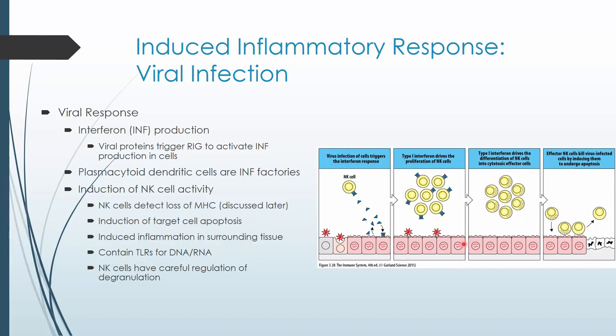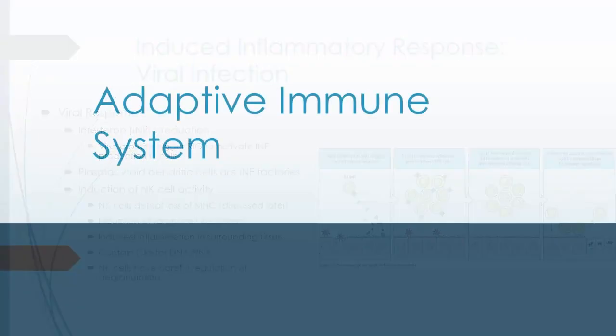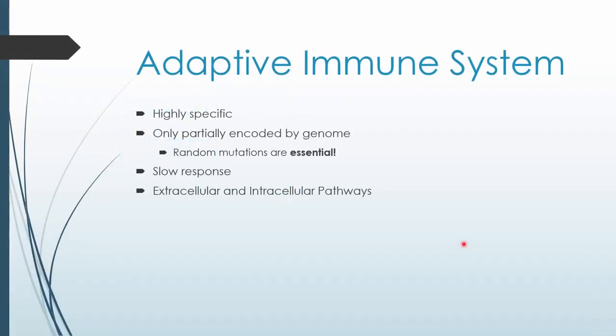All right, so now we've exhausted the induced inflammatory response. Let's talk a little bit about the adaptive immune system. So the adaptive immune system is highly specific. It's only partially encoded by the genome. We'll talk about the importance of that later, but it's driven by random mutations, and random mutations are essential. It's a slow response, so it takes a little more time than the innate response, and it's also going to have both extracellular and intracellular pathways because pathogens can be both extracellular and intracellular.